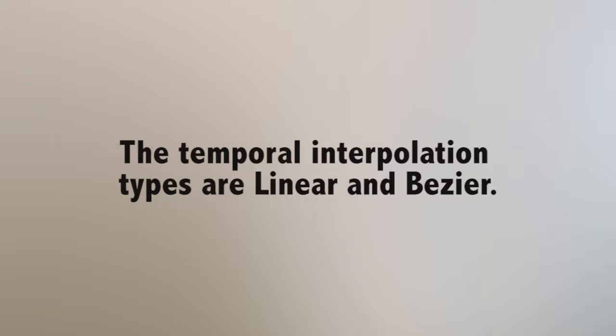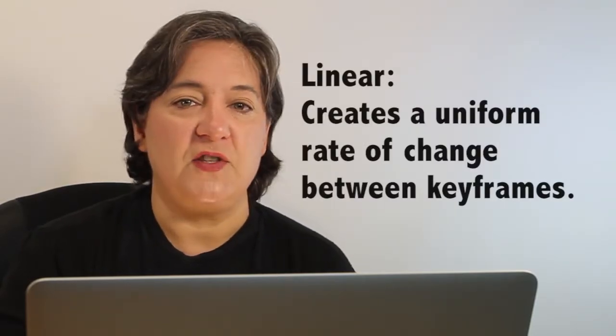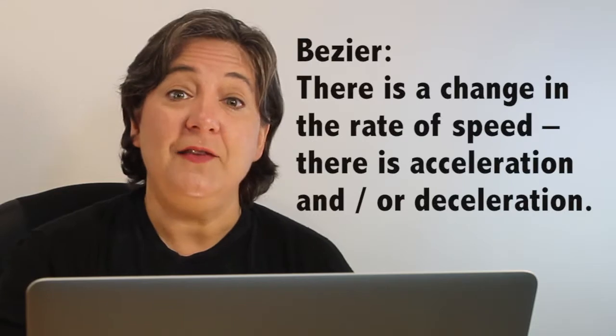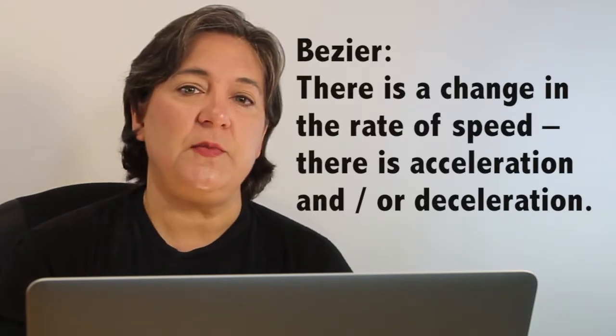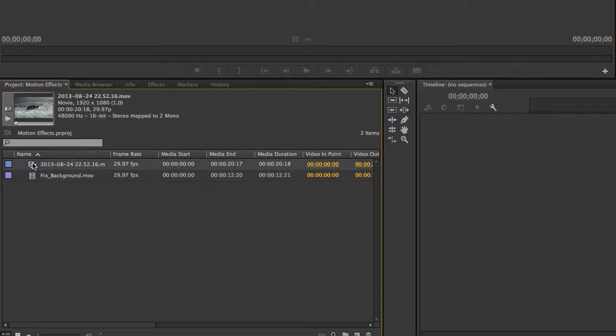The temporal interpolation types are linear and Bezier. Linear creates a uniform rate of change between keyframes. There is no acceleration, no deceleration. The interpolation starts at a certain speed, continues at that same speed, and then it just stops. Bezier. There is a change in the rate of speed. There is acceleration or deceleration or both. Let's take a look at that.